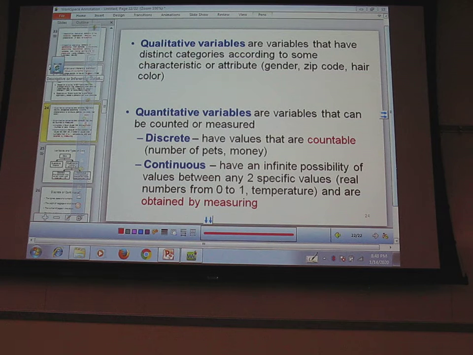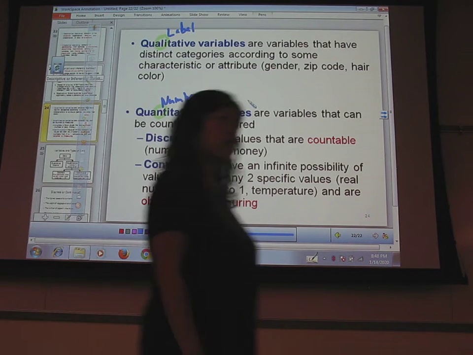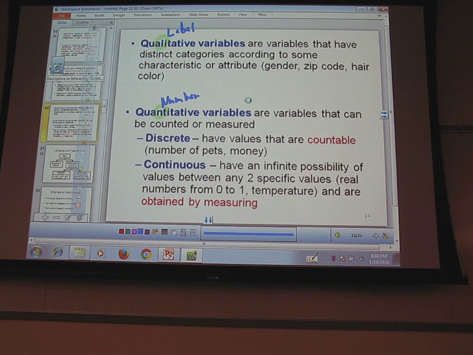Great. So some things to note here that are helpful. Qualitative has an L here. Quantitative comes in and that fourth letter is an N instead. I like to think of the L as standing for label, and the N as standing for number. So qualitative variables are kind of like labels. They're categorical. They're things that don't have numerical value. So things like hair color, or what else? Gender, zip code.